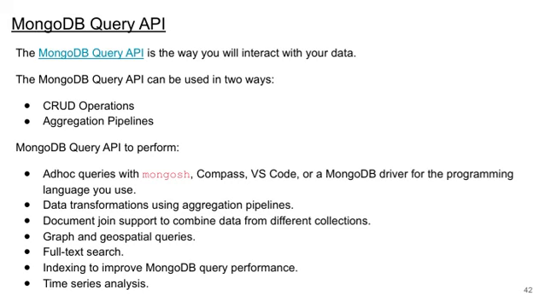To optimize performance, you can leverage indexing through the API, making your queries faster and more efficient. Plus, for those dealing with time series data, the API provides tools for analysis over time, which is essential in many applications like monitoring or IoT data. Overall, the MongoDB Query API is at the core of how you'll manipulate and analyze your data, bringing together a wide range of functionalities to support your application's needs.